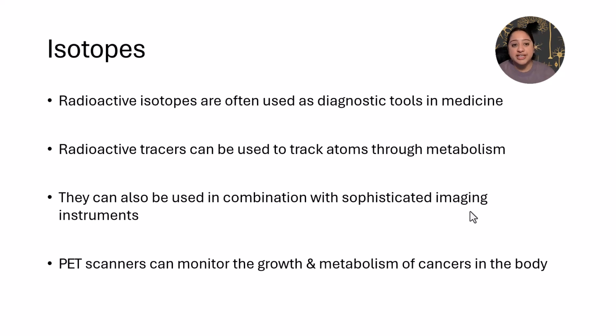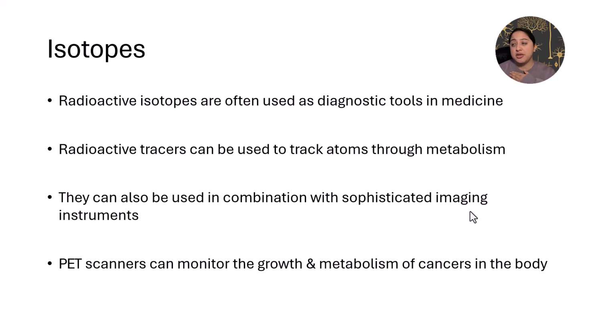So radioactive isotopes are often used as diagnostic tools in medicine. Again, another way that chemistry plays a part in medicine is the tools that we use. So we use radioactive isotopes to help through certain diagnostic techniques. For example, radioactive tracers can be used to track atoms through metabolism. As something breaks down and gives off energy, we can track how much energy there is, and that tells you how long it lives or how long this metabolic process takes.